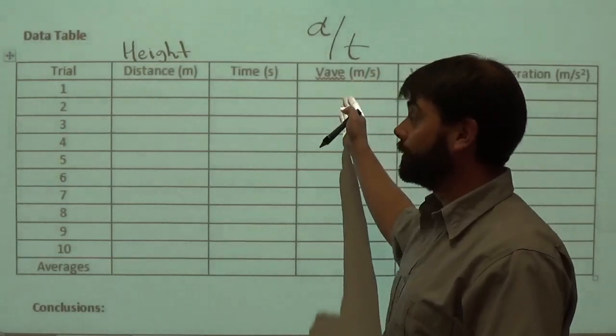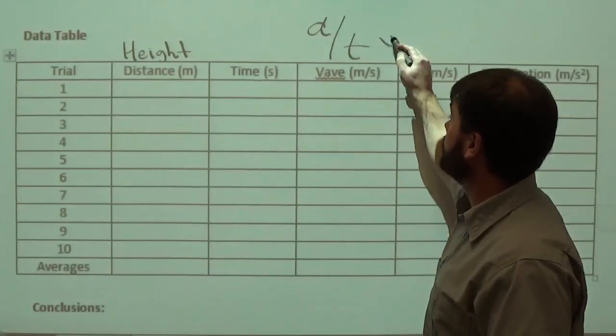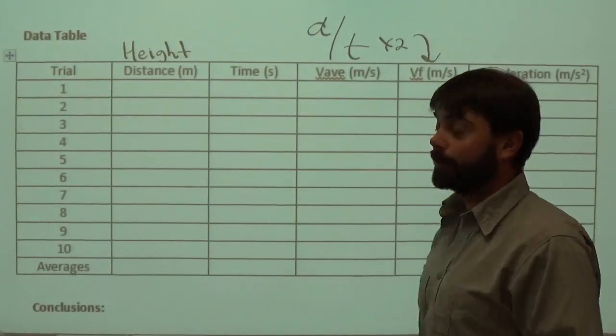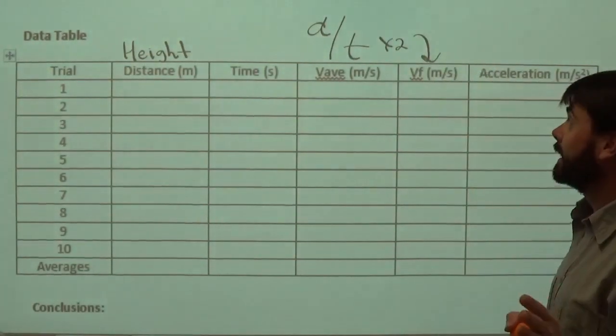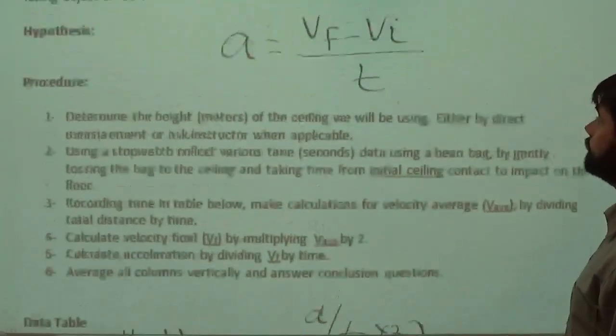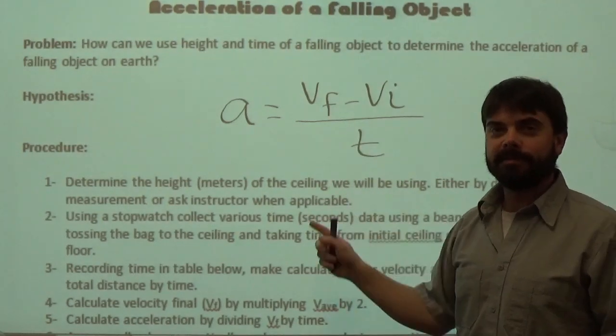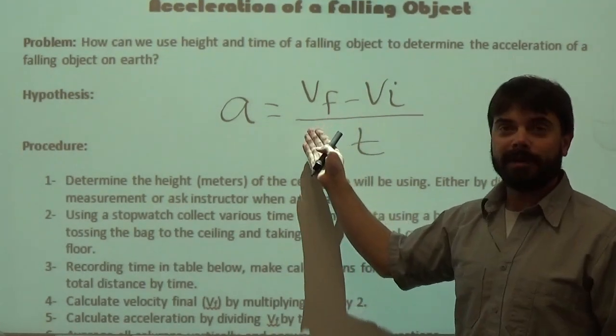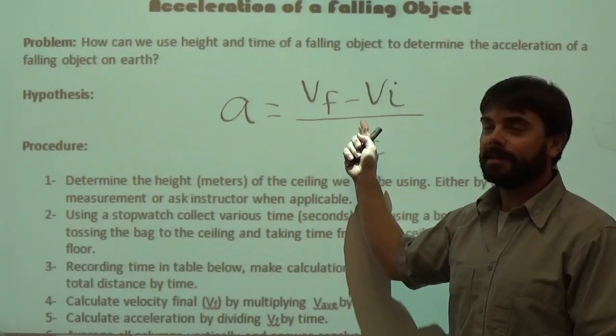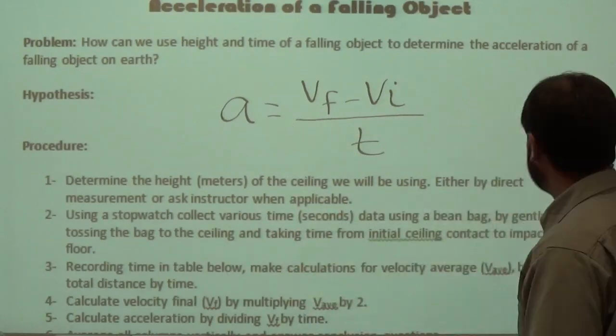So whatever you end up with in this column, you can simply multiply it by 2, and you can put it right here. So looking back at the equation from before, acceleration is velocity final minus velocity initial divided by time. Your velocity final, you've just found out how to calculate. Your velocity initial was 0.